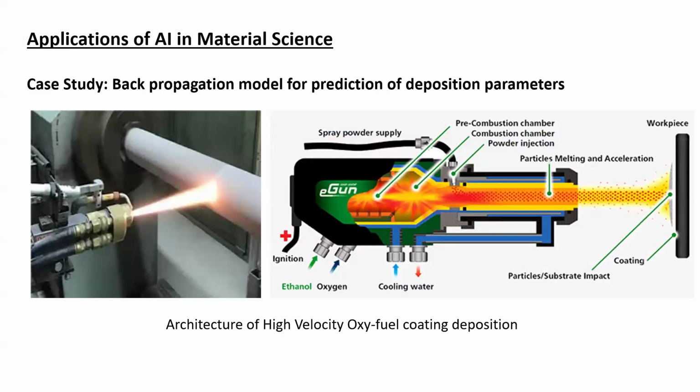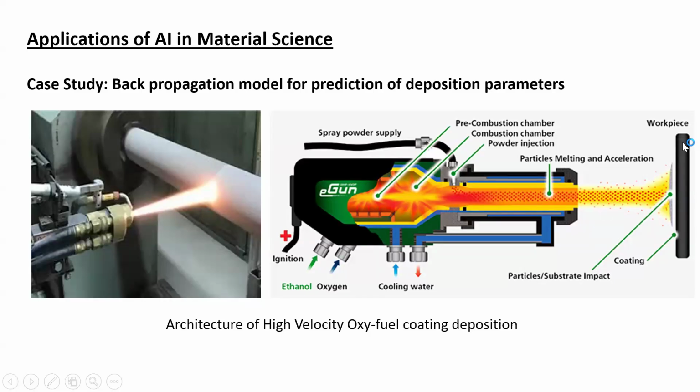So this is coating. Just now I talked about biomedical implants being provided with a coating. So this is one case study that we worked on using machine learning techniques, where we developed a back propagation model for the prediction of the deposition parameters. So this is the method which is called a high velocity oxyfuel coating technique. This is the method we are going to use to deposit a bio coating on the biomedical implants.